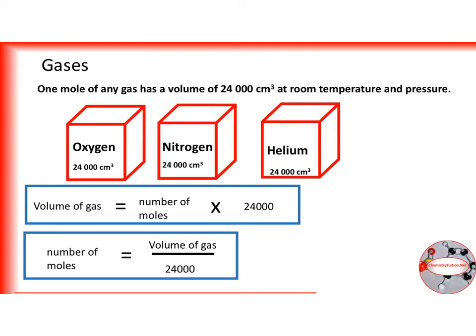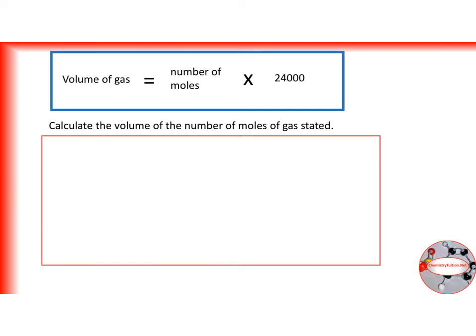So these are two important equations for you to be aware of. The volume of a gas is equal to the number of moles we have times 24,000, and we can rearrange that equation to give the number of moles is the volume of gas divided by 24,000. Now when you come on to do this in more detail at A level, we will relate this to the ideal gas equation. But for GCSE, moving into A level, this is how we deal with gases. So let's begin to use these equations.